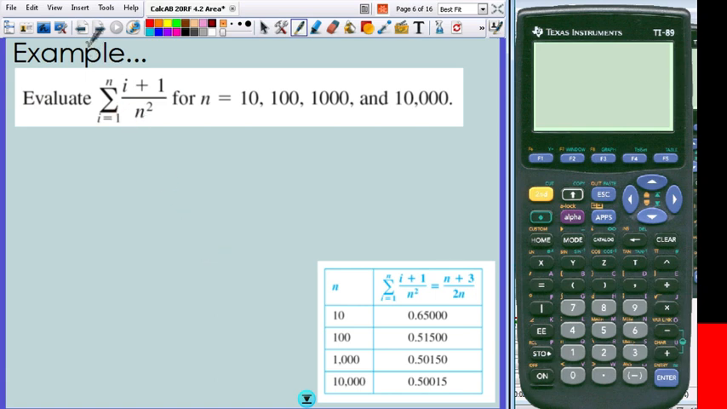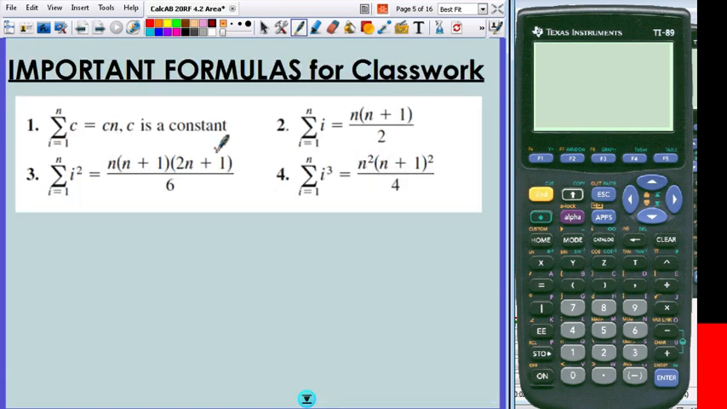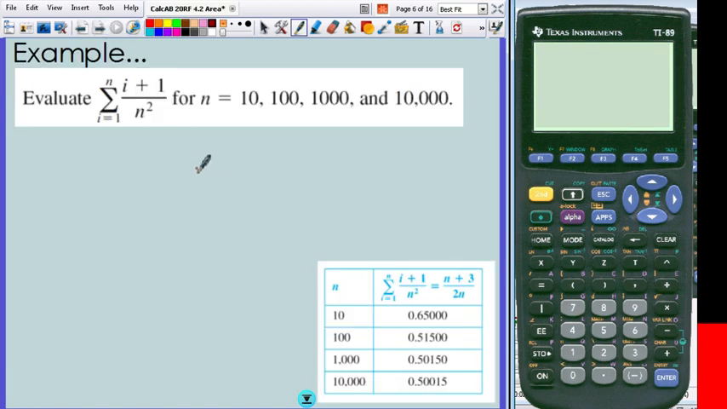All right, let's do an example of summation notation. So we're going to be converting using those important formulas I just showed you. So a summation of i plus 1 over n squared, going from i equals 1 to n, and we're going to plug in for all these values.